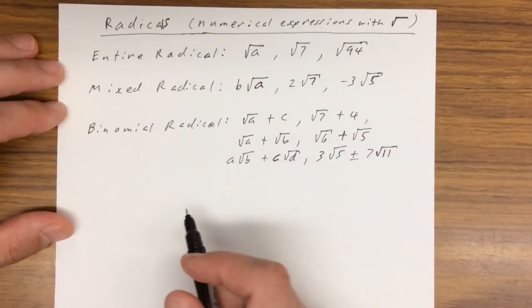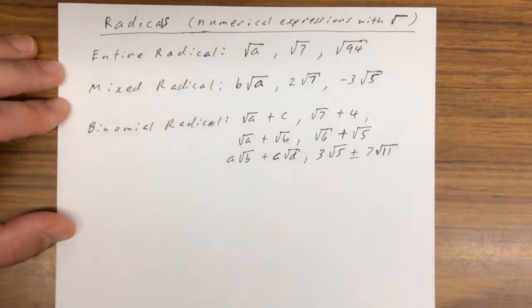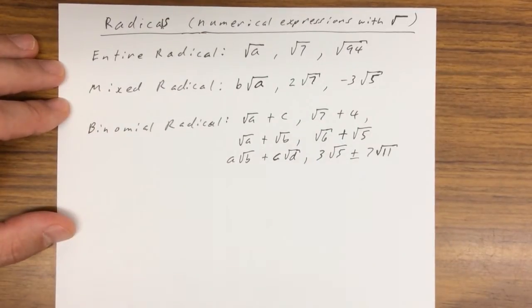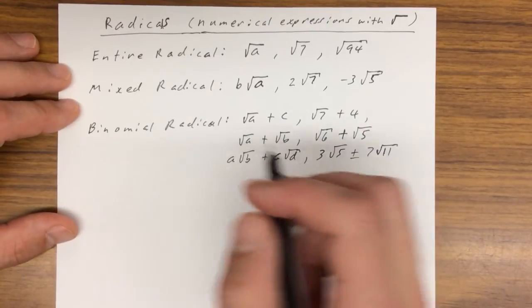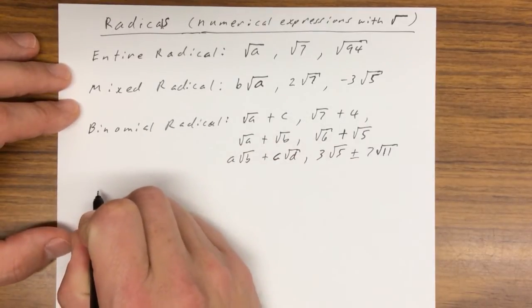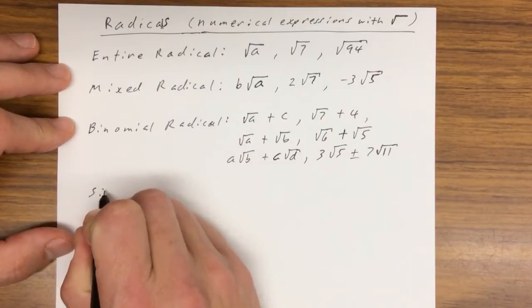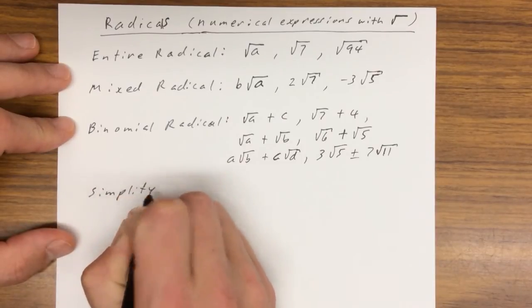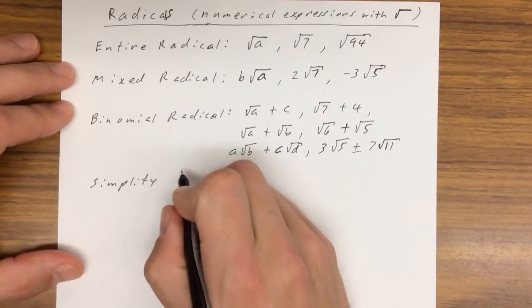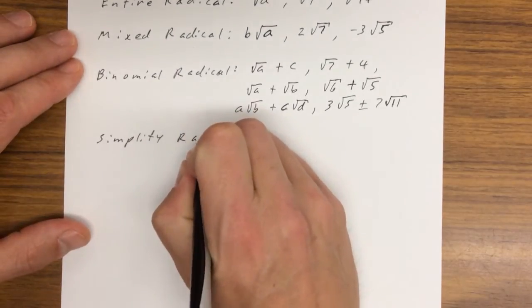Okay, so what can we do with these radicals? Well, there are three things that we're going to look at. We can simplify radicals, we can multiply and divide radicals, and we can add and subtract radicals. Okay, so the first thing we're going to do is simplify radicals.